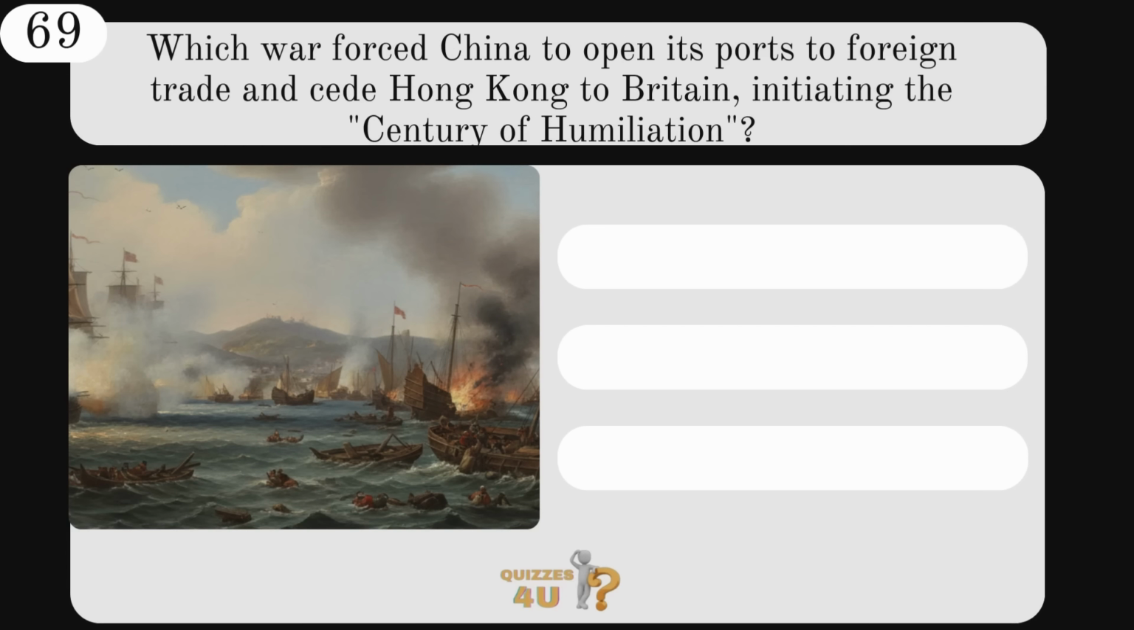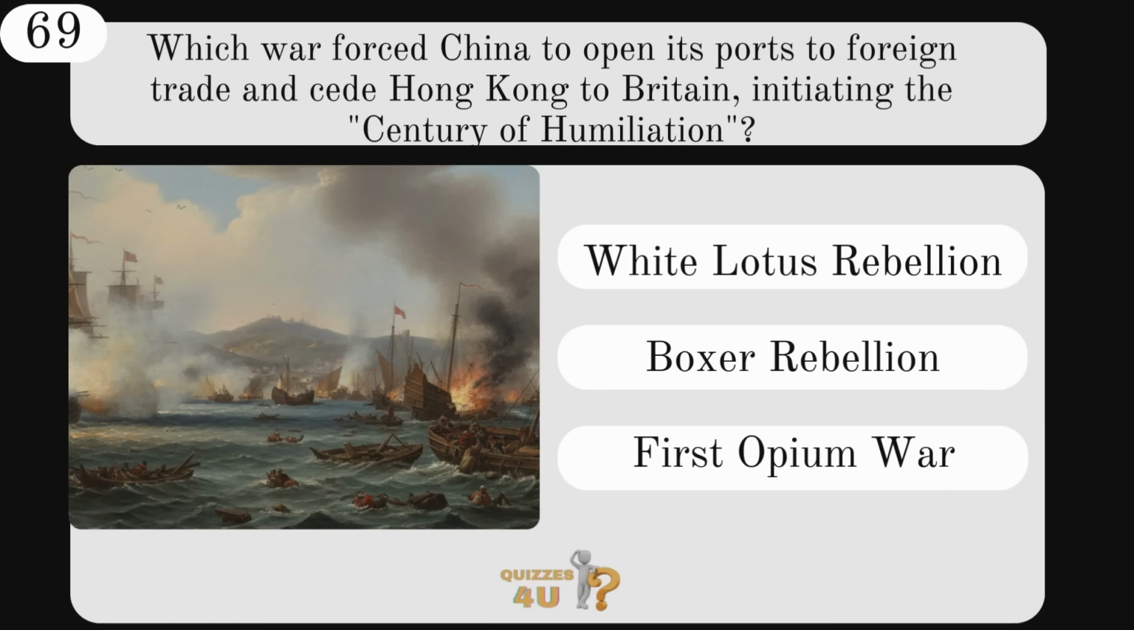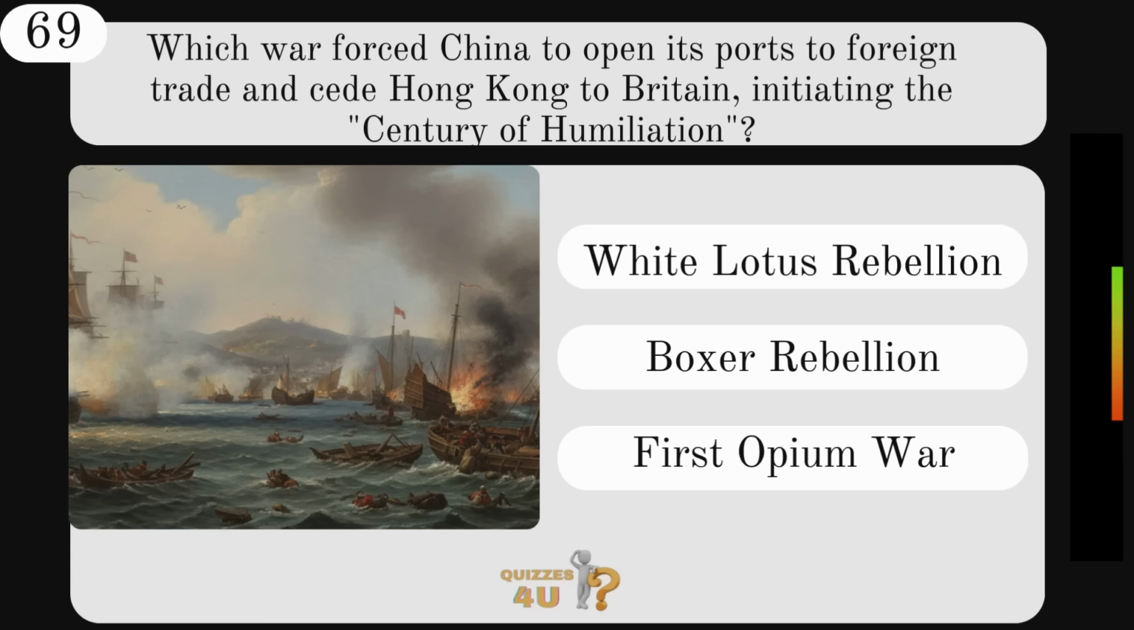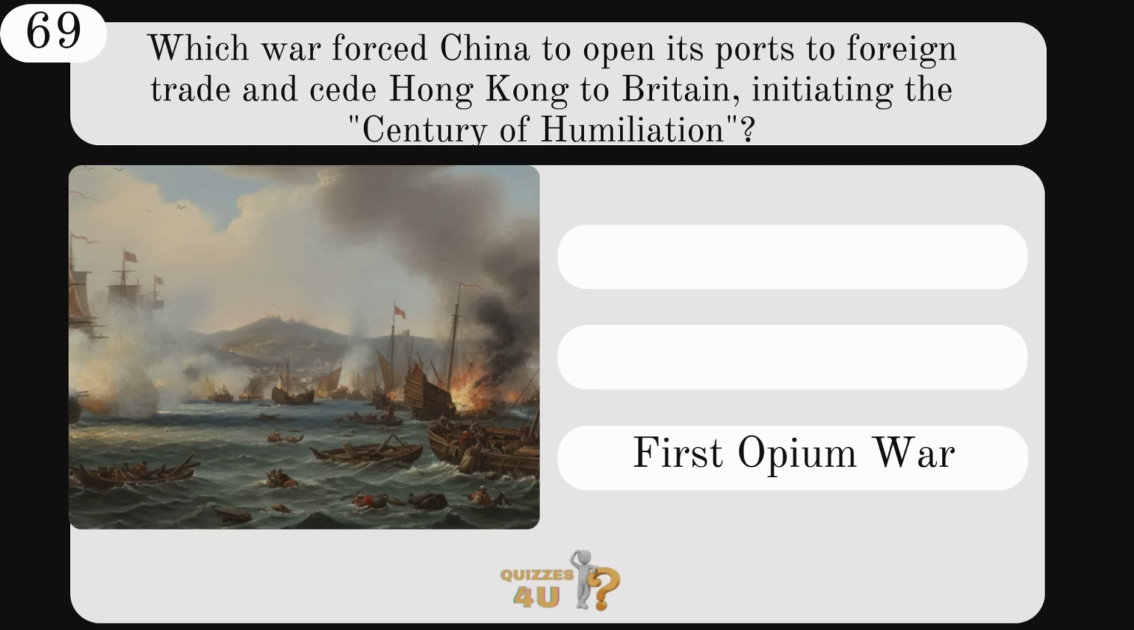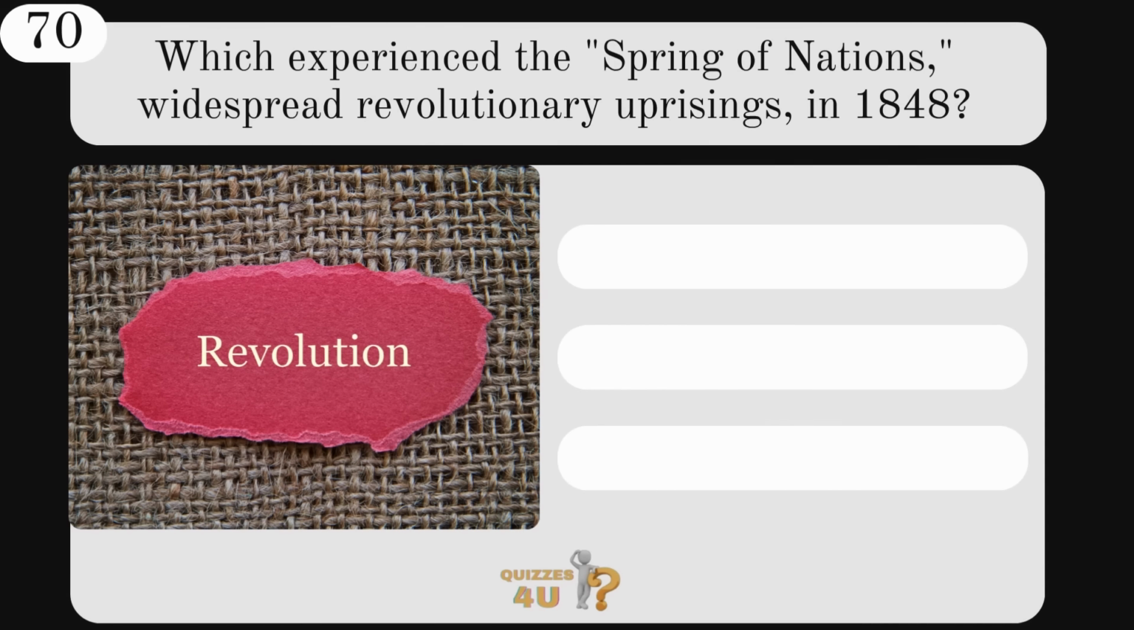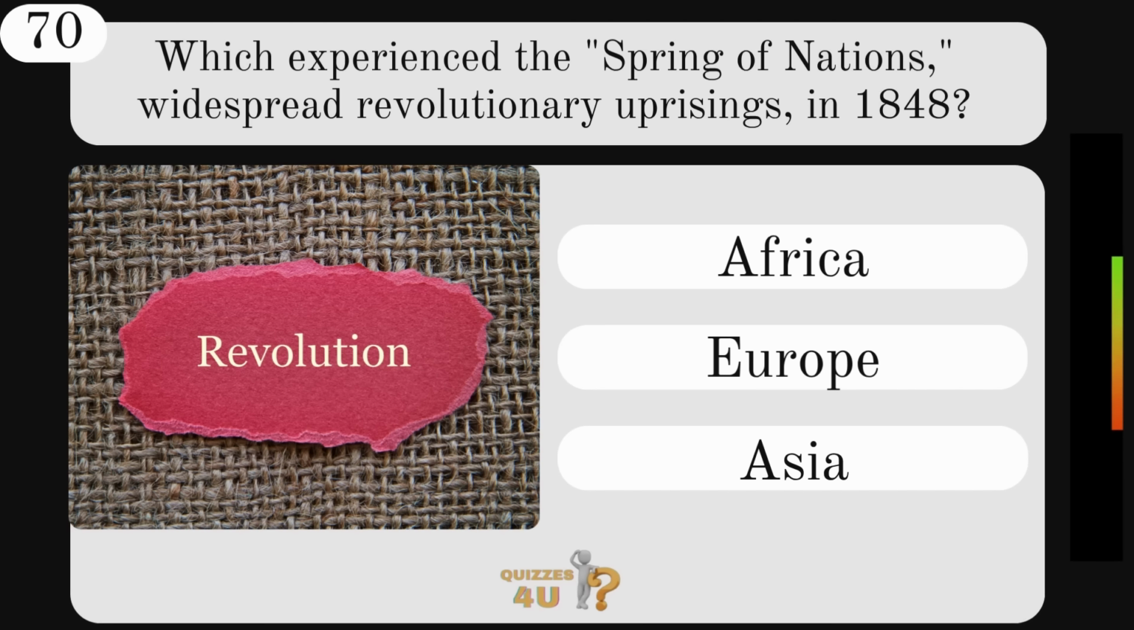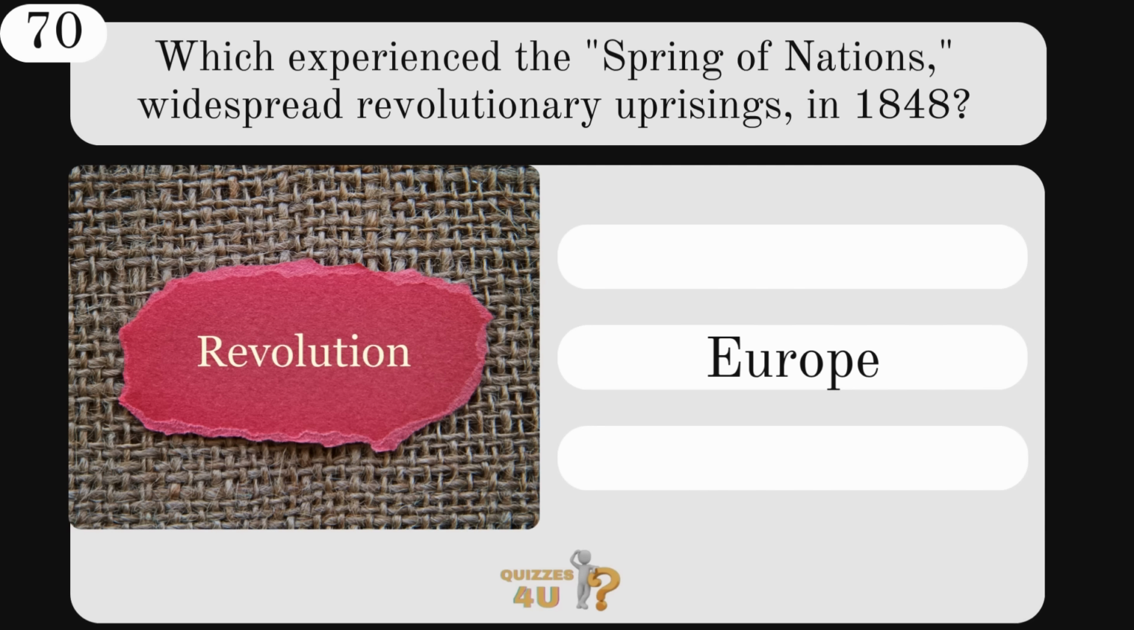Which war forced China to open its ports to foreign trade and cede Hong Kong to Britain, initiating the Century of Humiliation? The White Lotus Rebellion, the Boxer Rebellion, or the First Opium War? That was the First Opium War. Which experienced the Spring of Nations, widespread revolutionary uprisings in 1848? Africa, Europe, or Asia? And they were mostly confined to Europe.